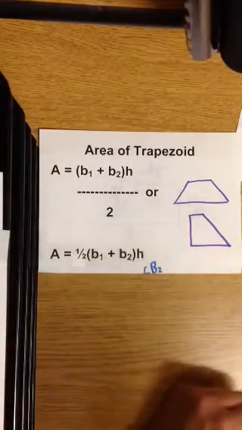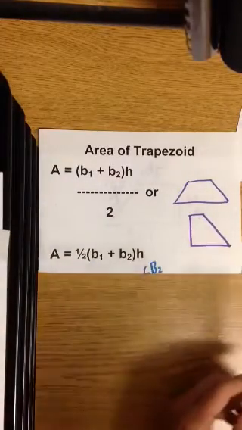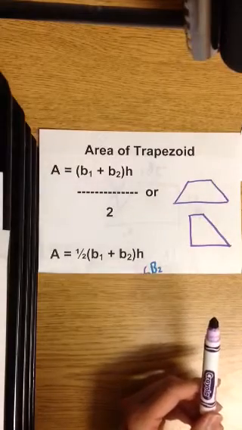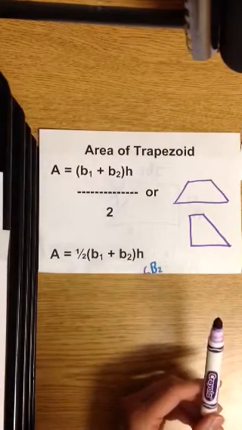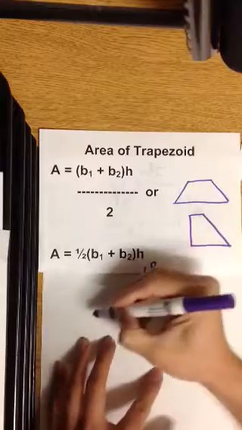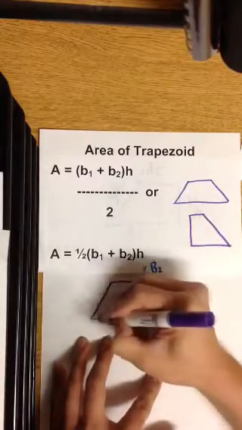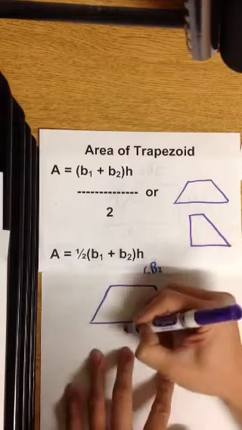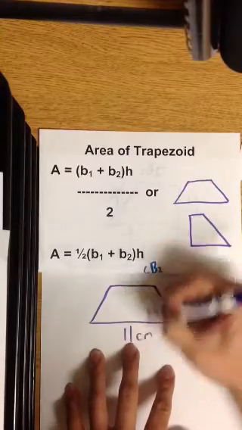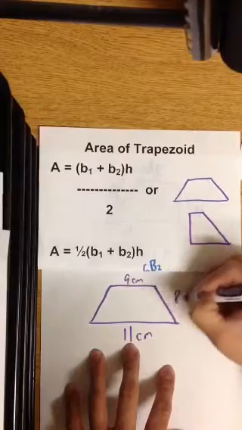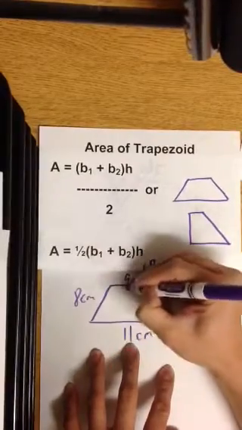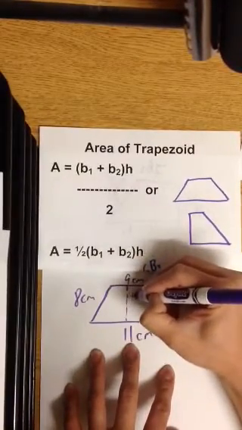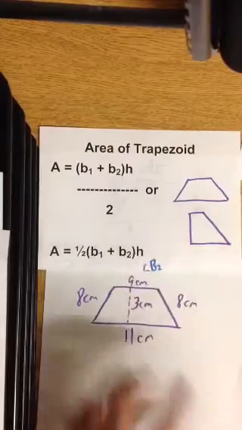I prefer the first formula. Some people prefer the second formula. It does not matter which formula you use. You'll get the exact same answer. So let's start with an isosceles trapezoid first. Let me put some numbers down. Let's put down, I don't know, 11 centimeters, 9 centimeters, 8 centimeters, 8 centimeters, and let's make this 3 centimeters.